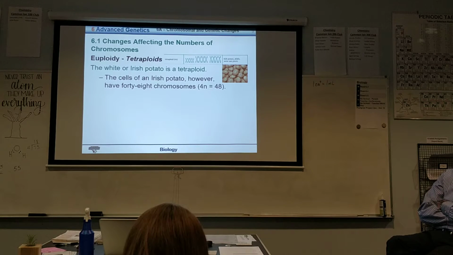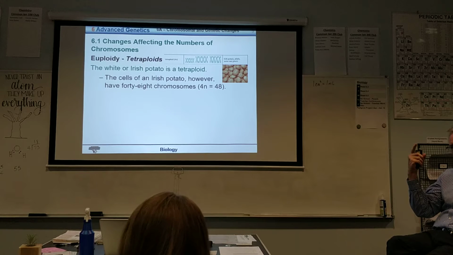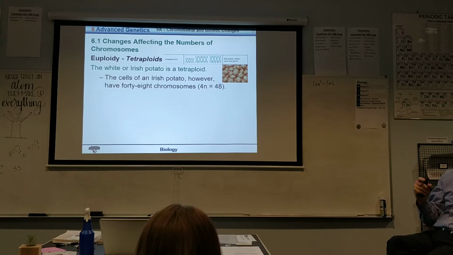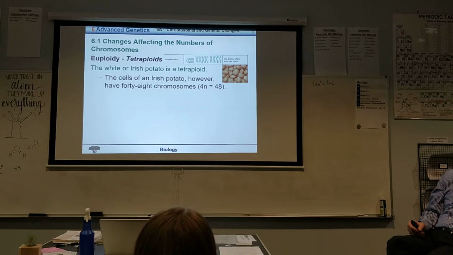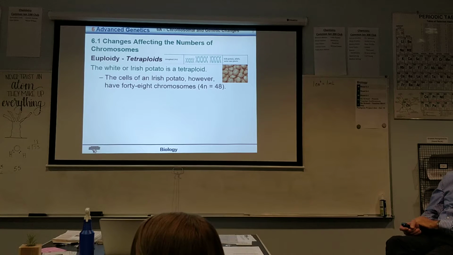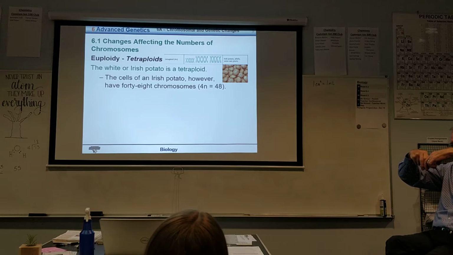Now, the cells of an Irish potato have actually 48 chromosomes, but there are 2 of every set. And so this doubles, 2 of this set and 2 of this set makes 4 altogether, but it's not 4 of the same thing.